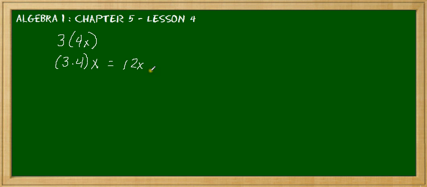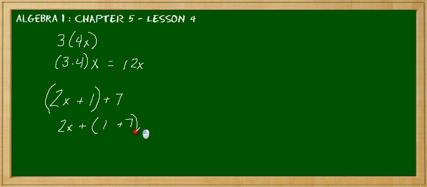Now, in example number 2, we're told add 7 to the expression 2x plus 1. So we have 2x plus 1, and we're told to add 7. Now, we might say 2x plus 1 as an expression this way, right? So now we would need to change that, and we'll change that as well to say 2x plus 1 plus 7.